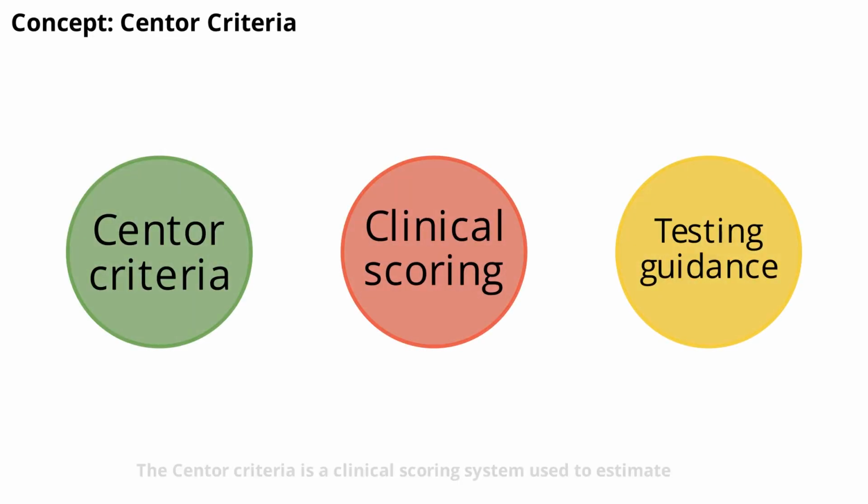The Centor criteria is a clinical scoring system used to estimate the likelihood of strep throat based on symptoms such as fever, absence of cough, swollen lymph nodes, and tonsillar exudate. It helps guide decisions about testing and treatment, but is not a substitute for laboratory confirmation.